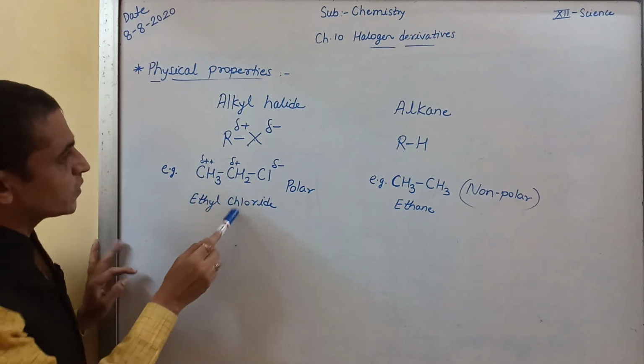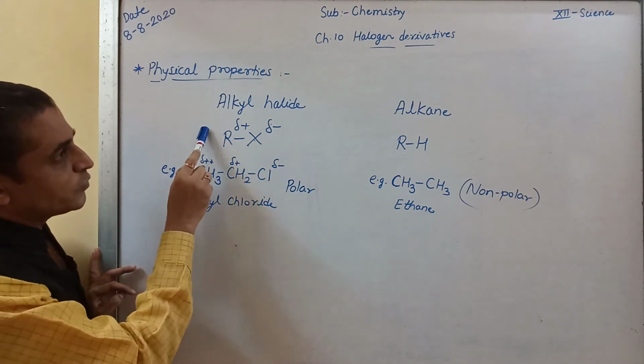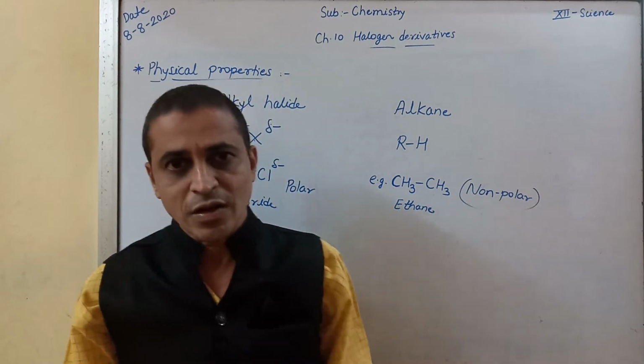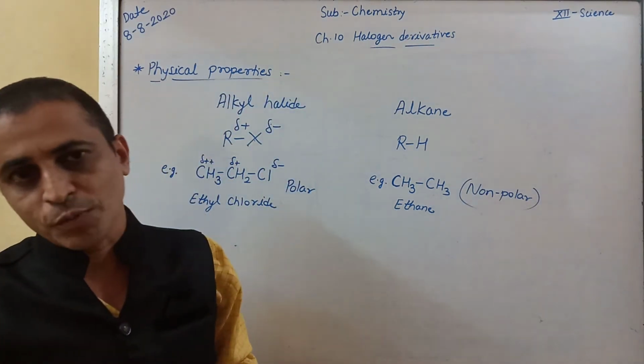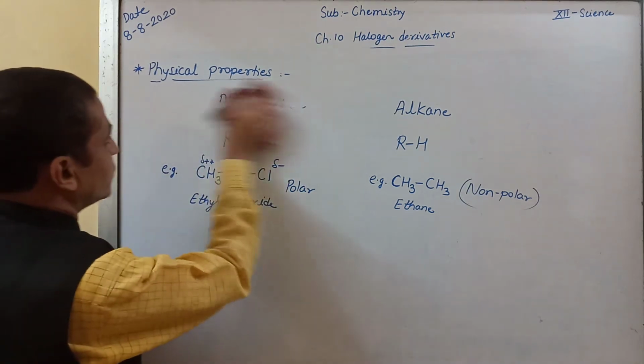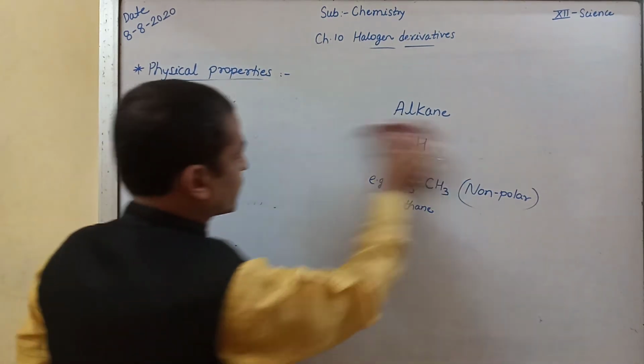Because of this polarity, alkyl halide shows different properties than those of alkane. You know that physical properties may be density, solubility, melting point, boiling point, stability, etc. So let us start with nature of intermolecular forces.